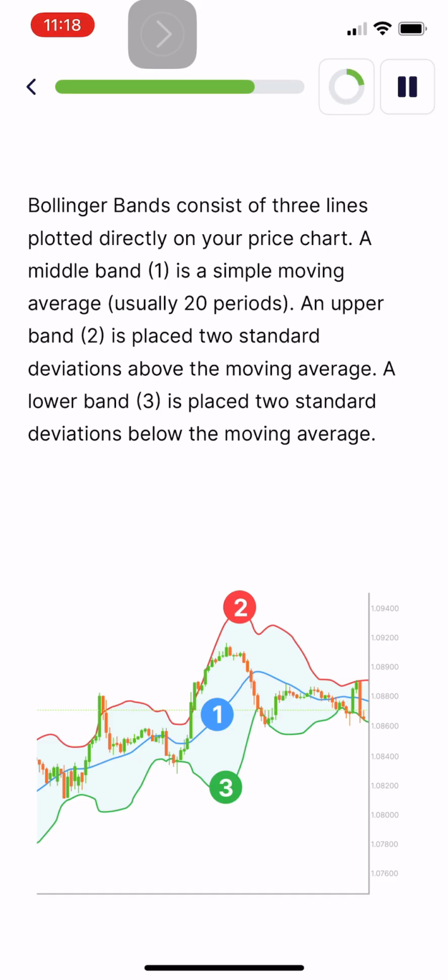A middle band, 1, is a simple moving average, usually 20 periods. An upper band, 2, is placed 2 standard deviations above the moving average. A lower band, 3, is placed 2 standard deviations below the moving average.